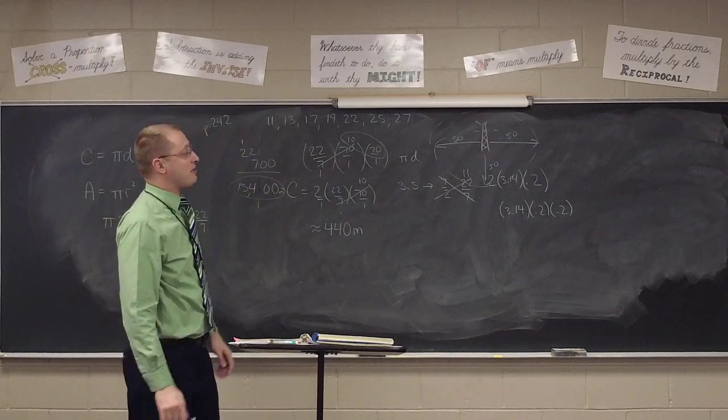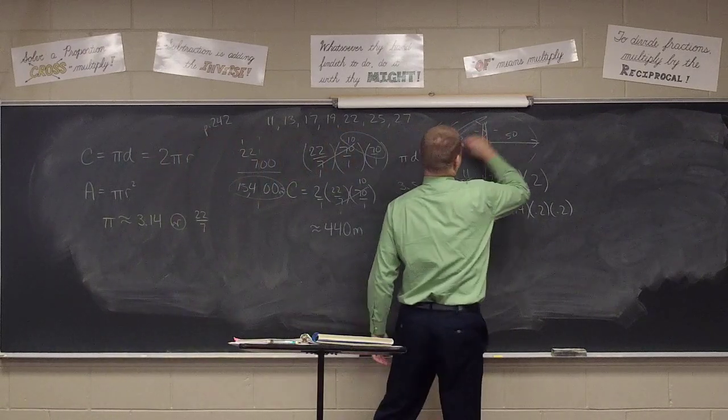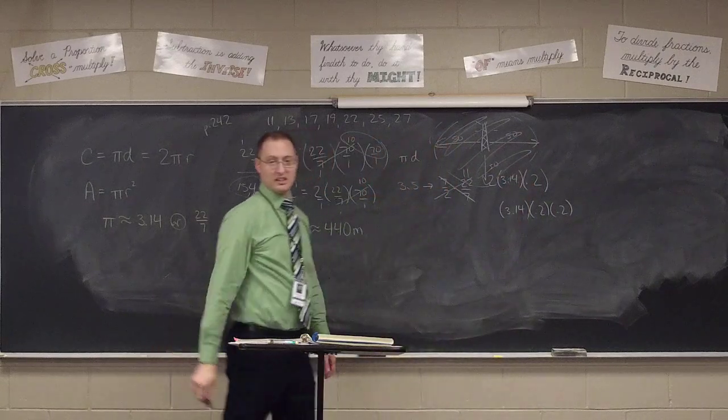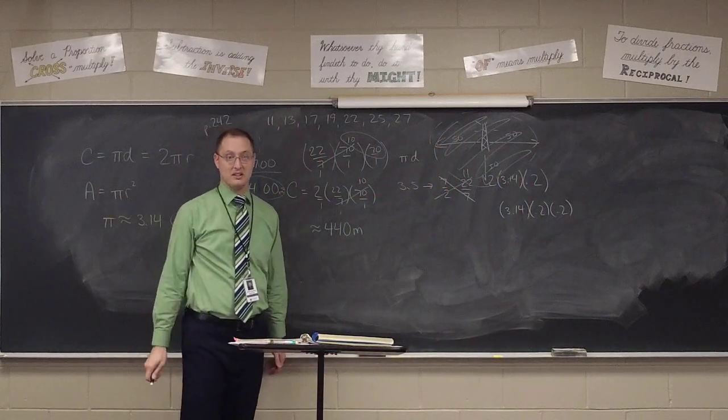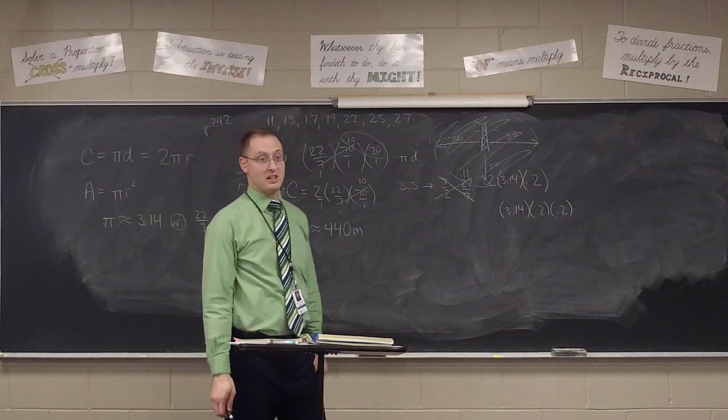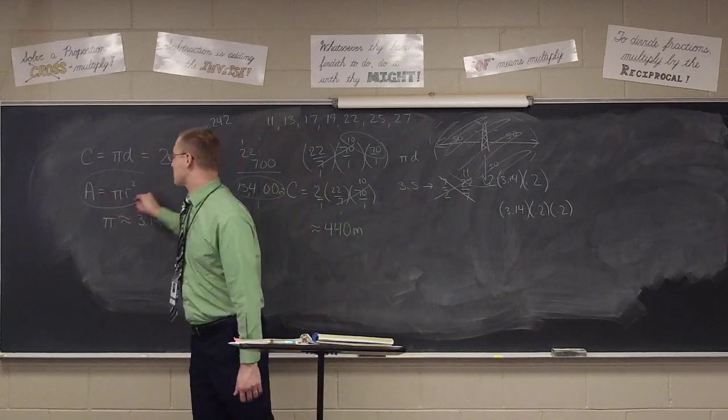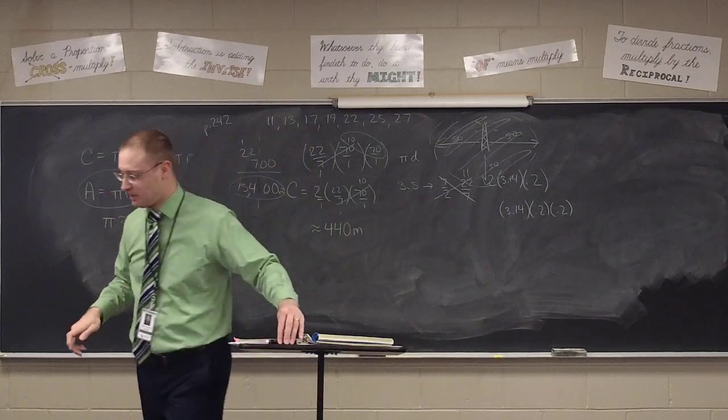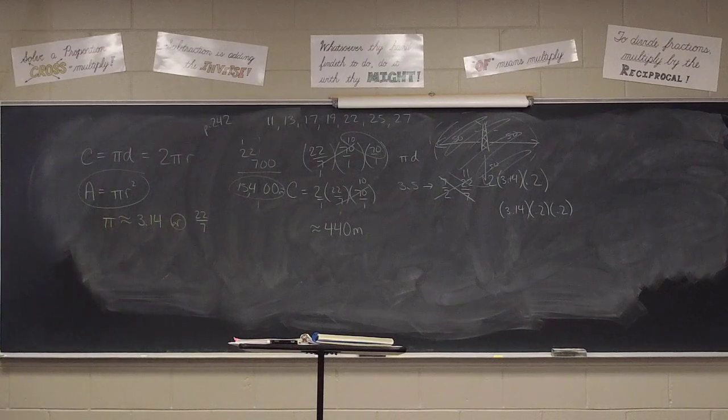So how would I find how many square miles the station can serve? Pi r squared. There we go. A equals pi r squared. Find it very quickly. Call it out when you've got it.